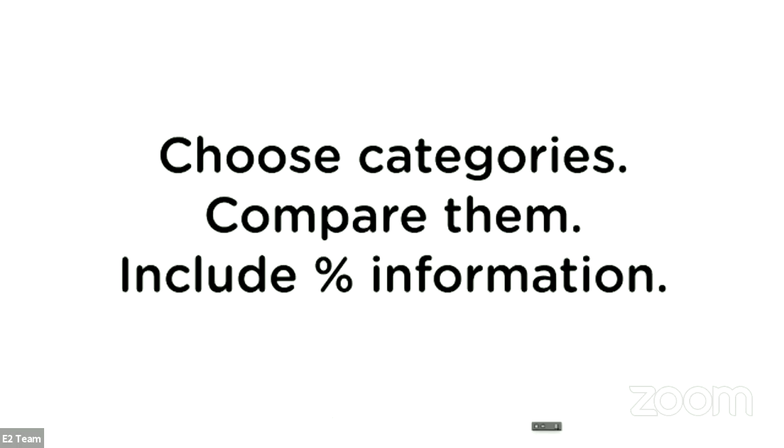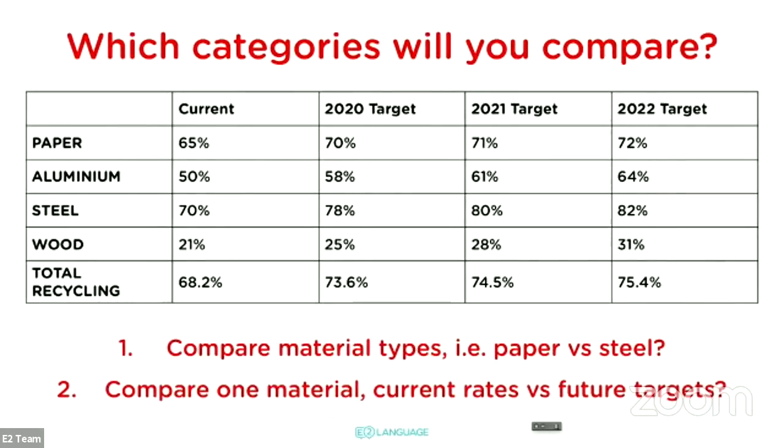But the question is, what am I going to compare? Because I need to choose categories to compare, and I have to include detailed, precise percentage information. So when I look at this, I ask myself, which categories am I going to compare? I have two choices. Number one, I can compare material types, like paper versus steel. Or number two, I can compare one material, the current rates versus the future targets. Let me explain what I mean there because it's quite complex.